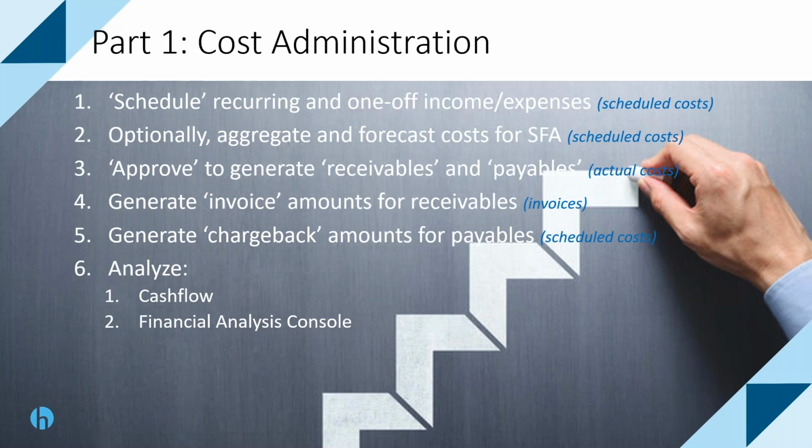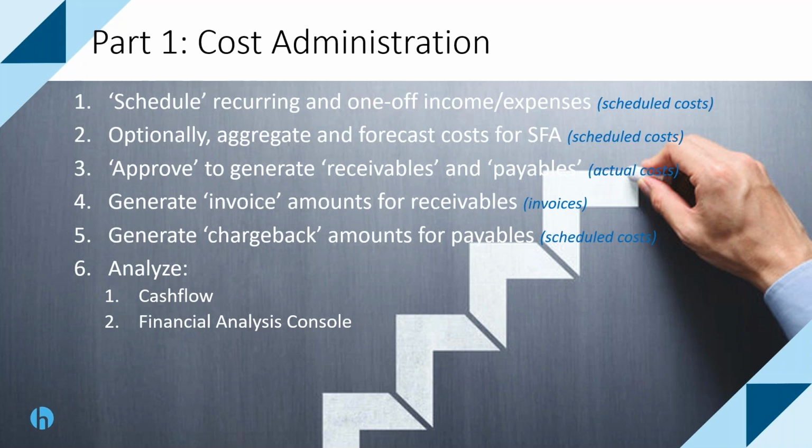And then if you are using that strategic financial analysis console that I showed earlier, you then might aggregate and forecast costs. So that's a function of the console. I'll explain that maybe a little bit later. But basically what that does is it also generates additional scheduled costs based on, for example, loans that you might have out on the property, forecasted taxes and things like that. So those would also be included in the regular expenses that you're already tracking.